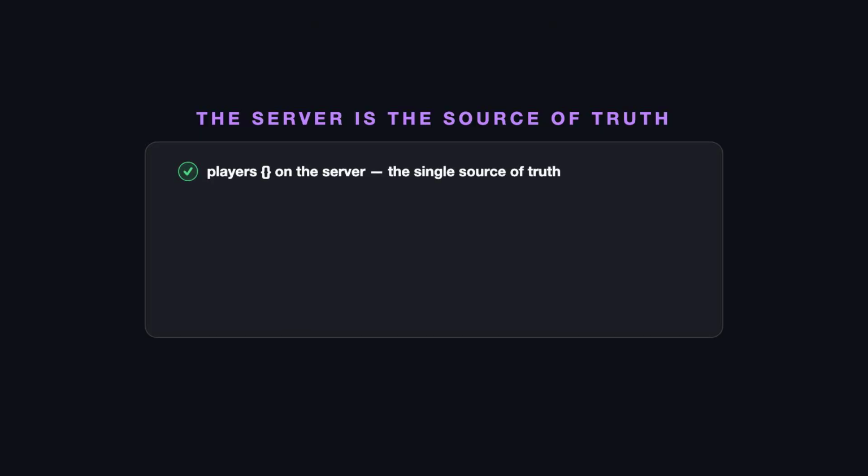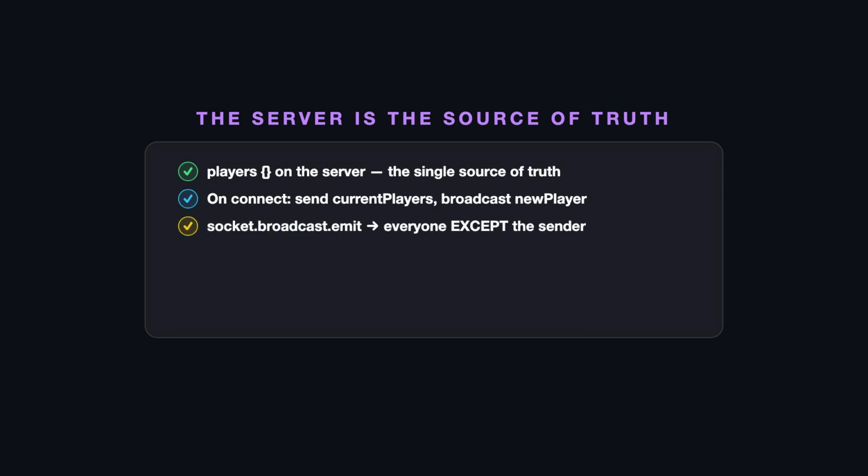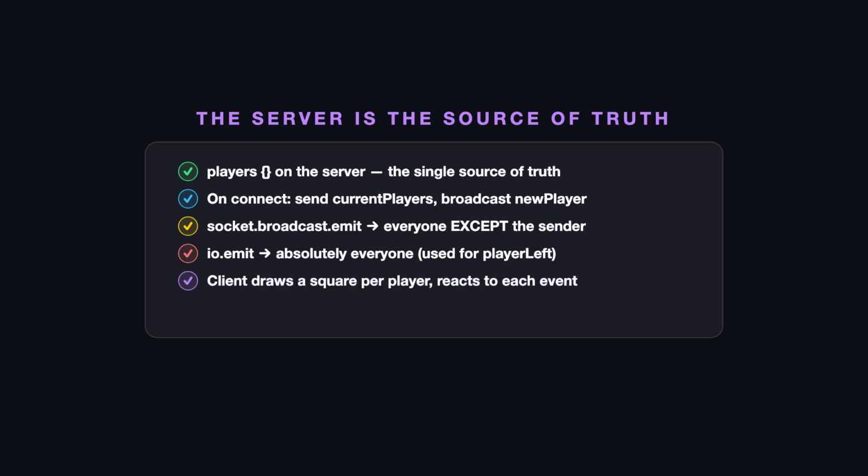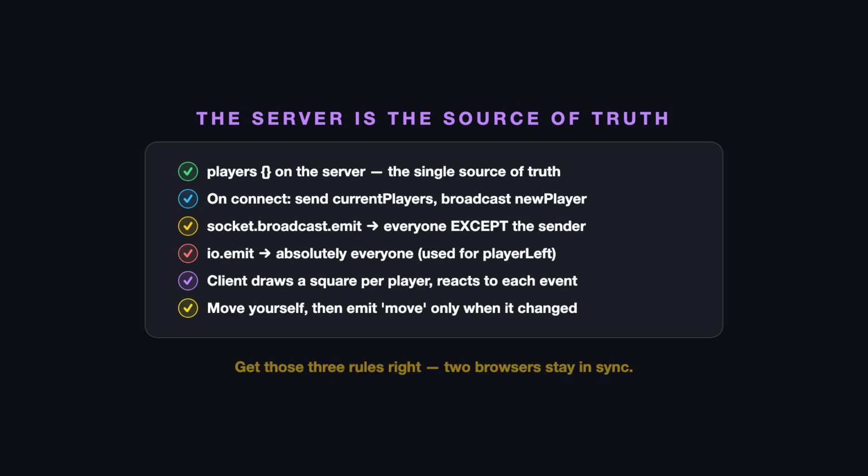Step back and look at the shape of it. The server holds a players object, the single source of truth. On connection it sends the newcomer the full map, and broadcasts them to everyone else. On move it updates the truth and broadcasts to the others. On disconnect it deletes them and tells everyone. The client connects with io, draws a square for each player, and reacts to newPlayer, playerMoved, and playerLeft. It moves itself and emits only when its position changed.